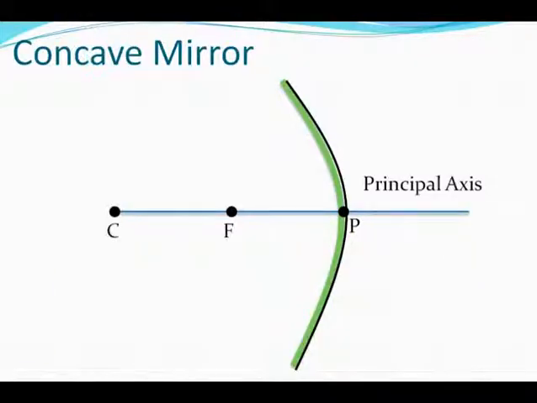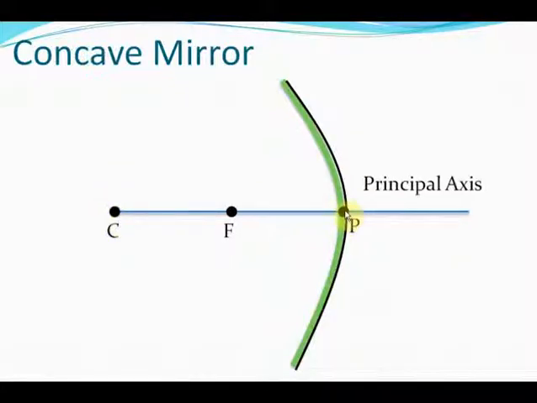So if you cut the sphere such that you make the inside portion of the sphere the reflecting material, then you get a concave mirror. The reflecting surface in a concave mirror is concave in shape, as you can see here. The center of the sphere from which the piece has been cut is called the center of curvature. So this here is the center of curvature.